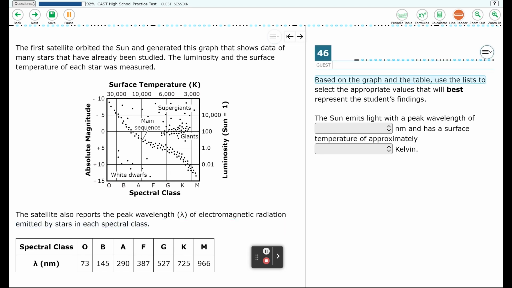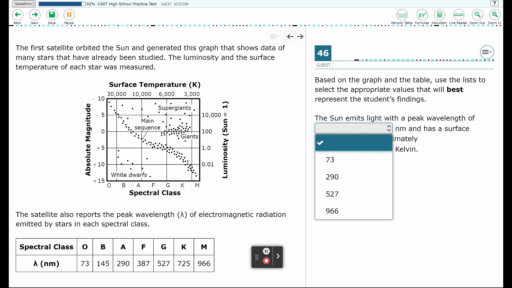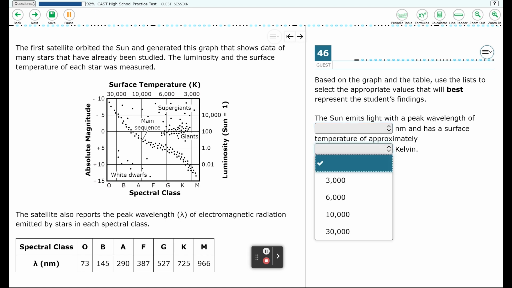And the question asks, based on the graph and the table, use the lists to select the appropriate values that will best represent the student's findings. The sun emits light with a peak wavelength of 73, 290, 527, or 966 nanometers, and has a surface temperature of approximately 3,000, 6,000, 10,000, or 30,000 Kelvin. Go ahead and choose your answer, or pause the video and select your answers now.